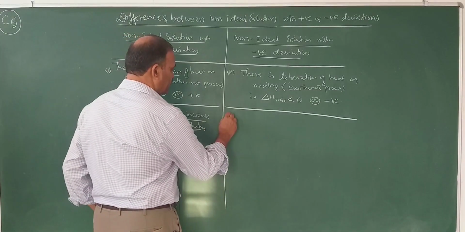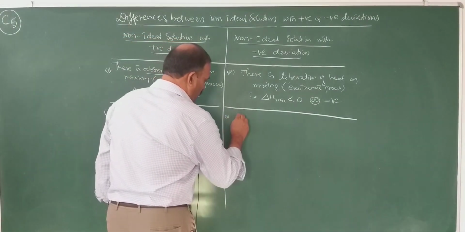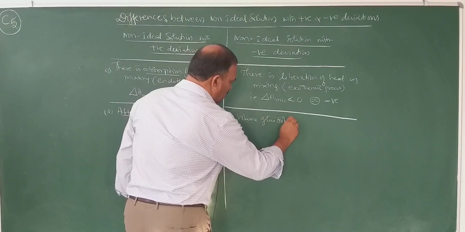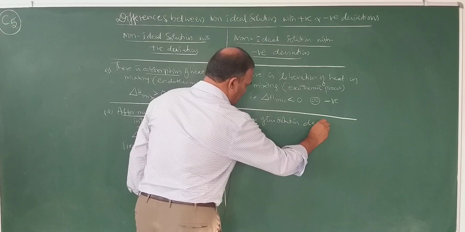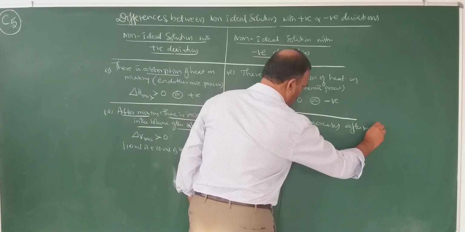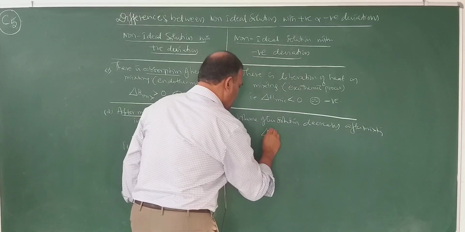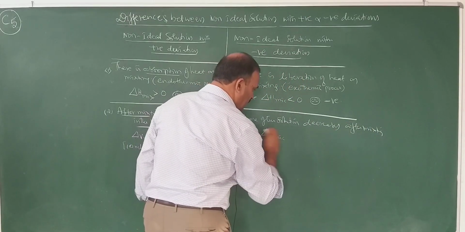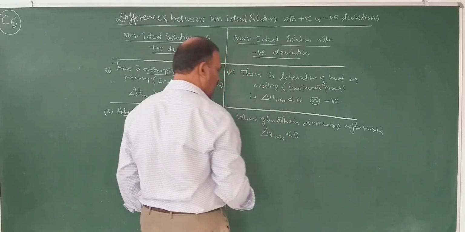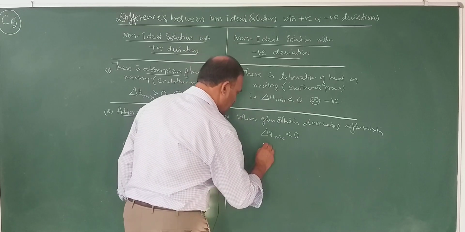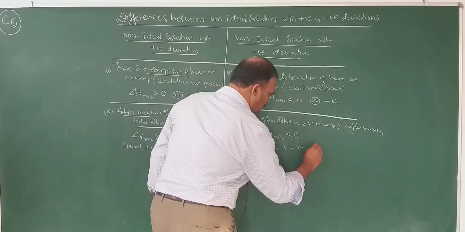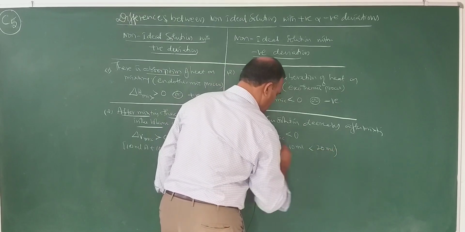So here the volume of the solution decreases after mixing. That means delta V mixing is less than 0. That means 10 ml plus 10 ml is less than 20 ml.